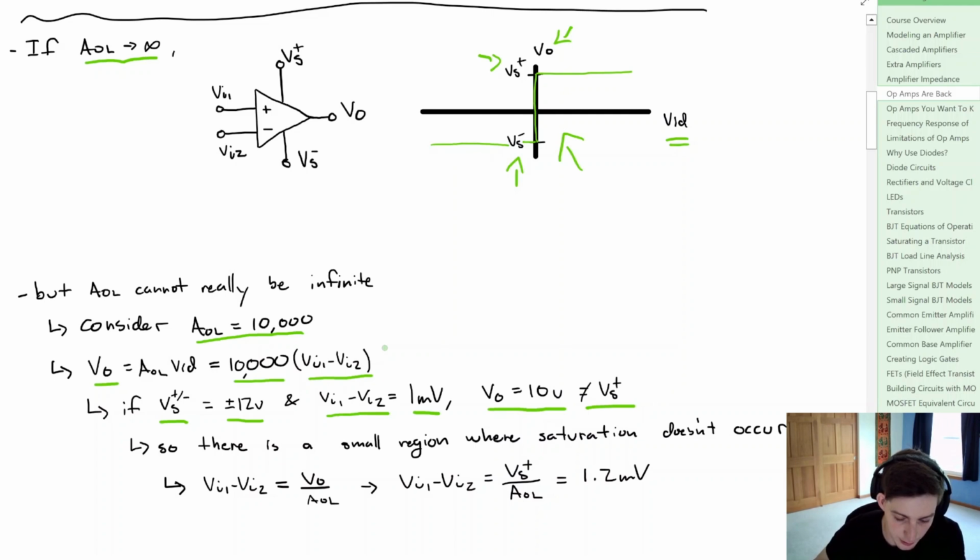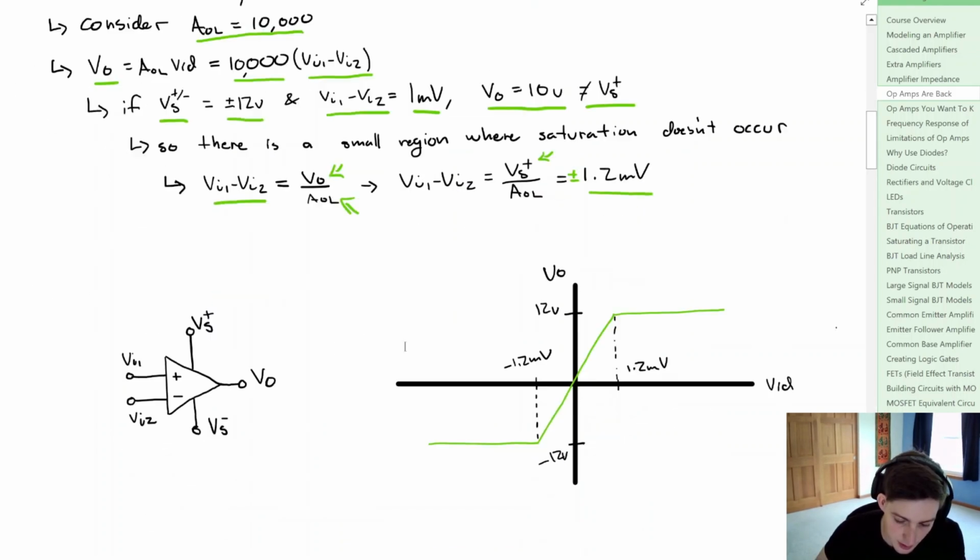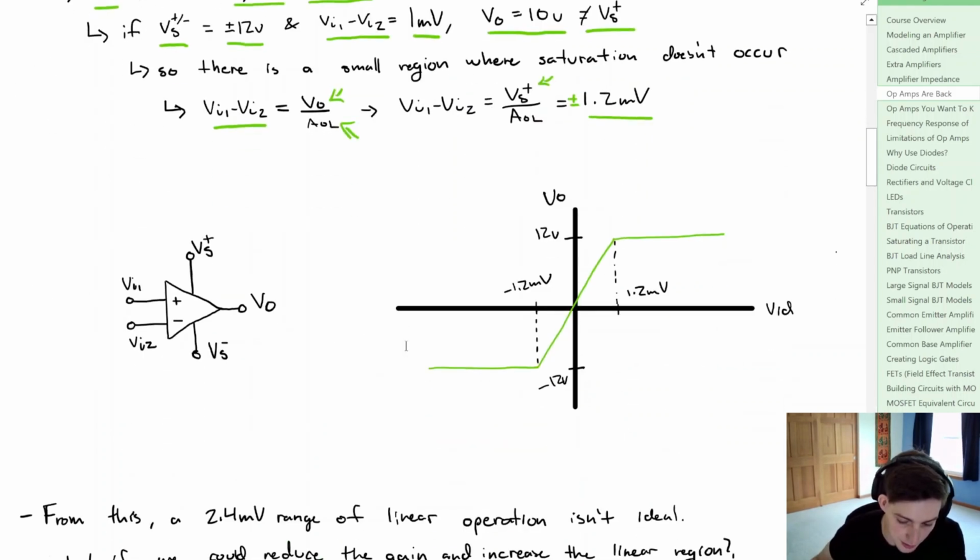Now, 10 volts is not equal to the positive saturation or supply voltage, so we didn't really follow this up here. And if we look into it, we can say that the differential input voltage is equal to the output voltage divided by that open loop voltage gain. And if we want to see where we start to get that saturation, well, we just set that output voltage to Vs plus or Vs minus. So now if we plot this at a zoomed in scale, we can see that we have this small linear region, which is 2.4 millivolts of range.